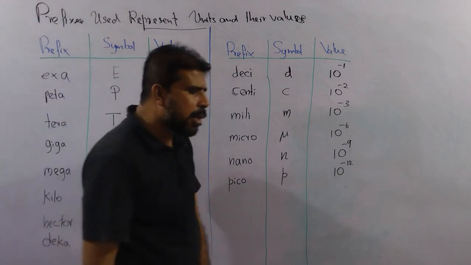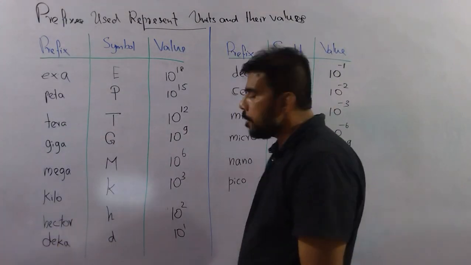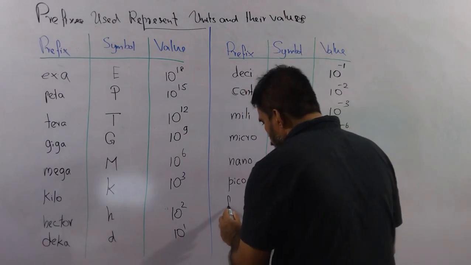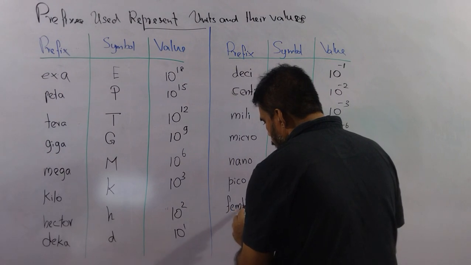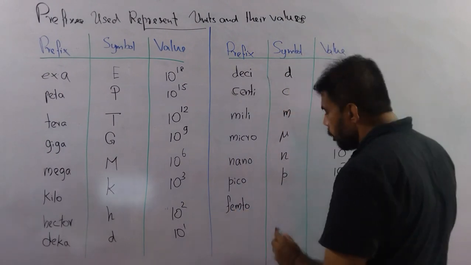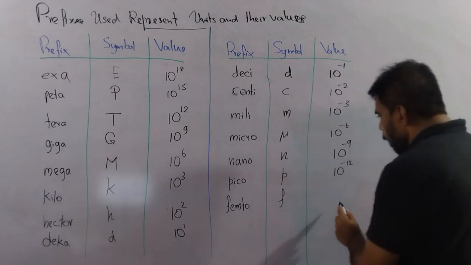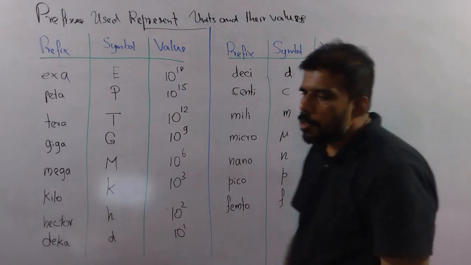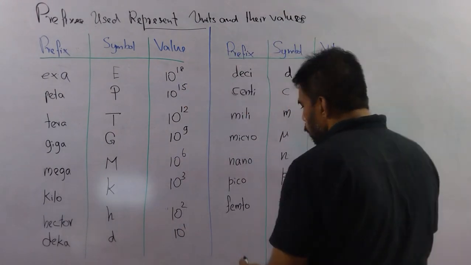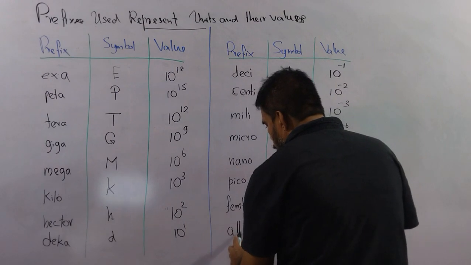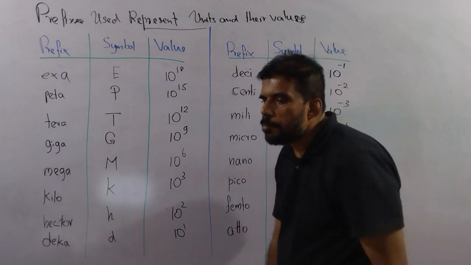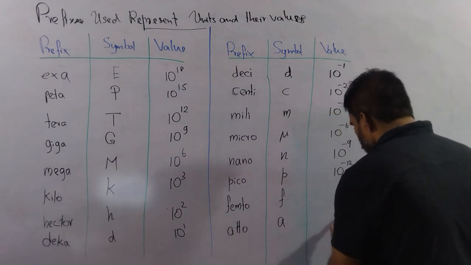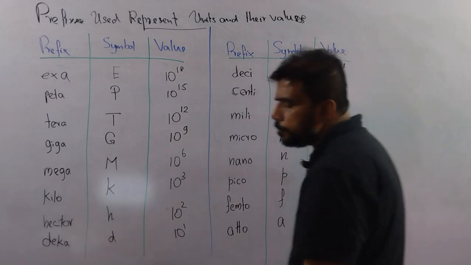But these two units are not that familiar, but better you know that. That is femto. Symbol is simple f, and that is 10 to the minus 15. Next one is atto, A-T-T-O, and symbol is simple a, and value is 10 to the minus 18.